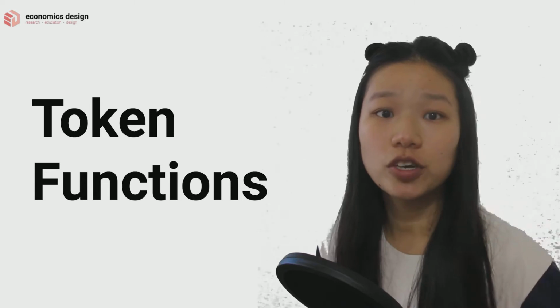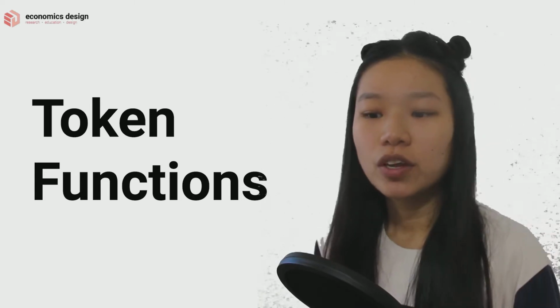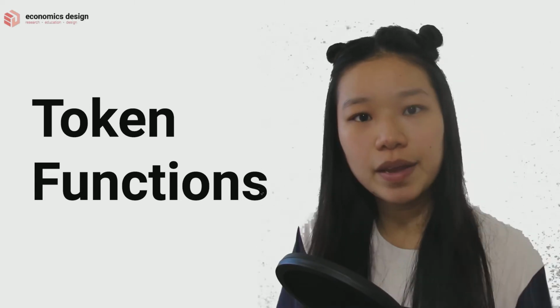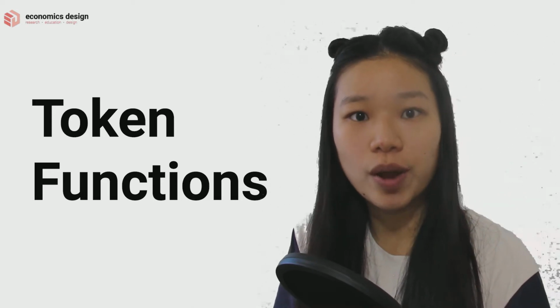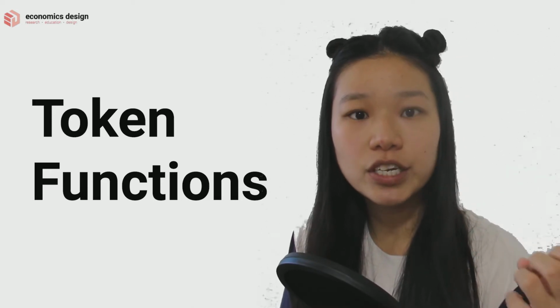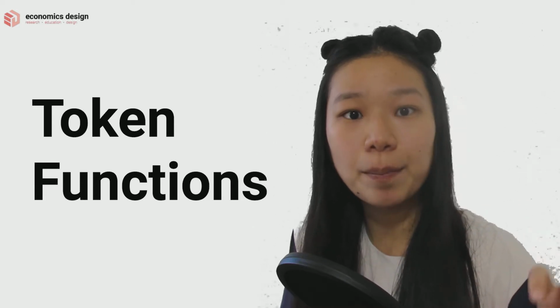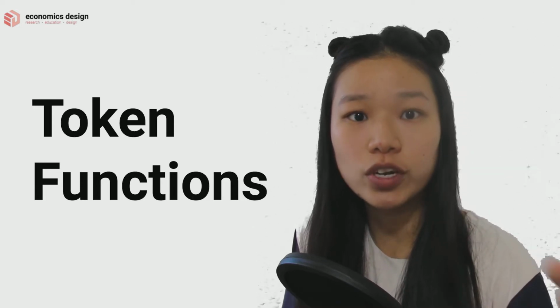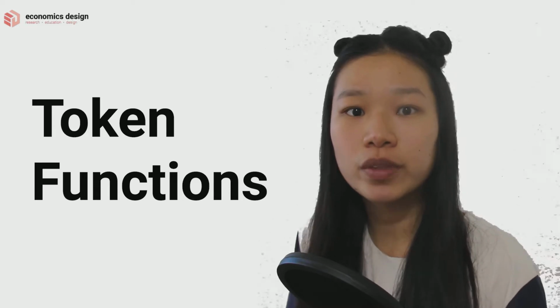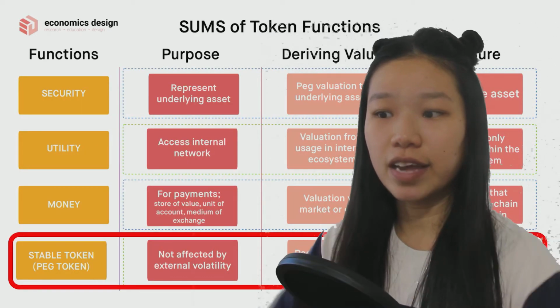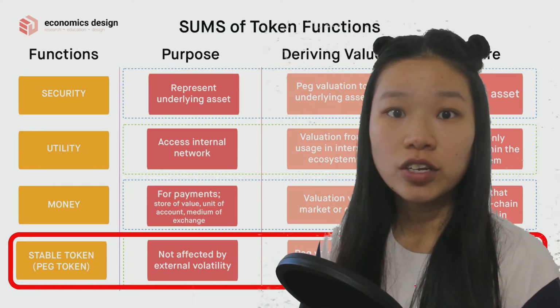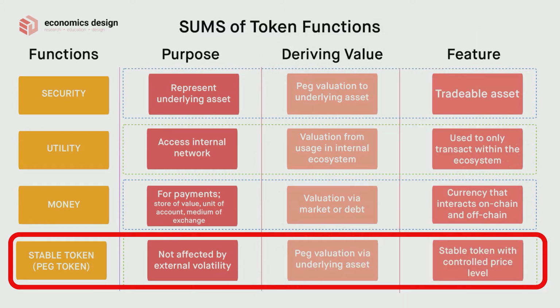So now let's get to part 2, token functions. Token functions are very important because they give us an idea of what we are supposed to program or what kind of rules are embedded into the tokens that can be programmed into code. So that's why that's very important. And this table is the sum of token functions. I talked about token functions many times, and this table has gone through 3 iterations.